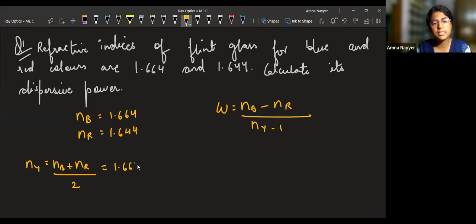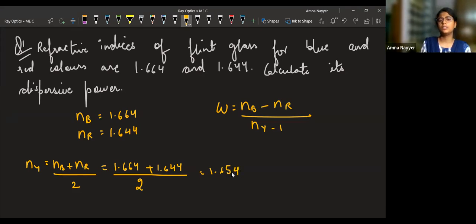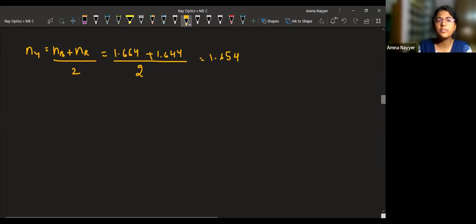nB is 1.664 plus 1.644, divided by 2. That sum divided by 2 will give you 1.654. This you'll get. Just cross check. I've done it orally. I think this will be the answer. Just cross check someone and let me know if this is the answer or not. So this is the refractive index of yellow.